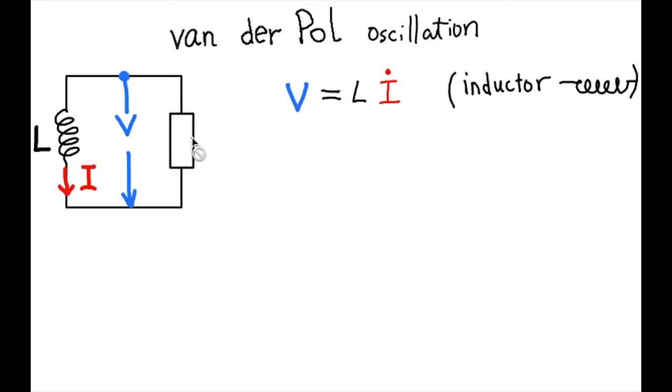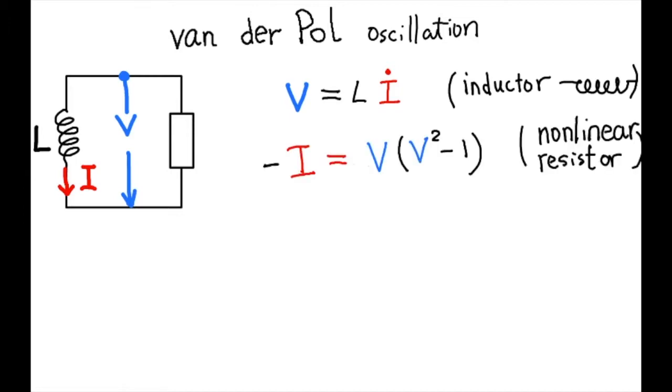If the current flowing through the inductor is denoted as I, and the voltage decrease across the inductor is denoted as V, then V and I satisfy this equation. Here L is inductance, and it is a number, and I dot is the derivative of current I with respect to time, so I dot is dI/dt. And the characteristic of this nonlinear resistor is given by this equation.